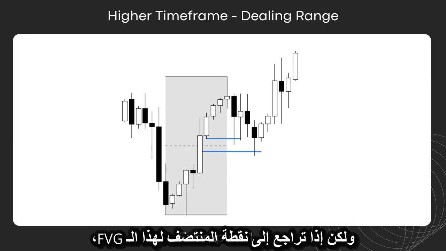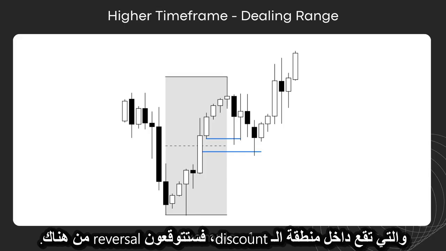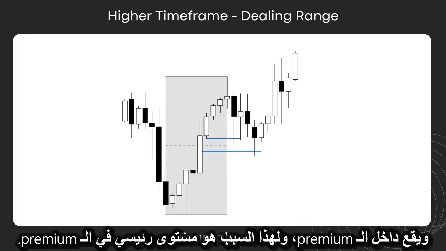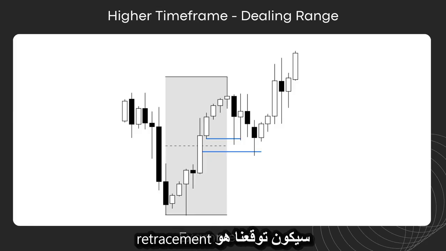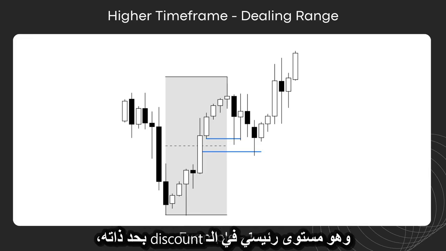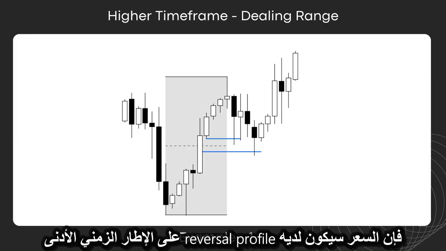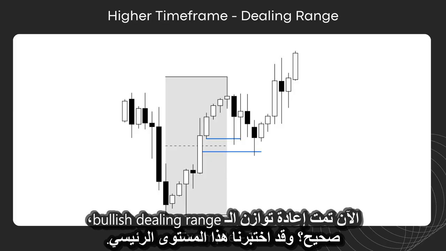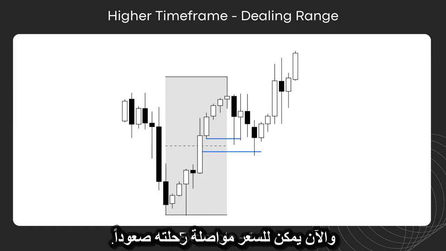But if it retraces down to the midpoint of this FVG, which lies inside the discount region, then you will expect a reversal from there. So first we've got the premium key level, which is the high of this FVG, and it lies inside the premium. That's why it's a premium key level, right? So if price tested it, our expectation will be a retracement and not a reversal on the lower time frame, right? But if price tests the midpoint of this FVG, which is a discount key level on its own, then price would have a reversal profile on the lower time frame. And from there, because now the bullish dealing range has been rebalanced, right, and we've tested our discount key level, price continues its journey higher.